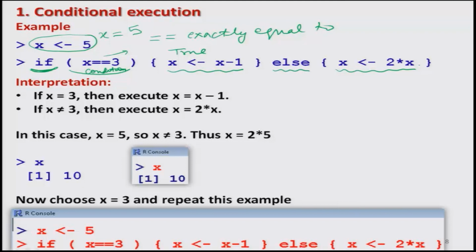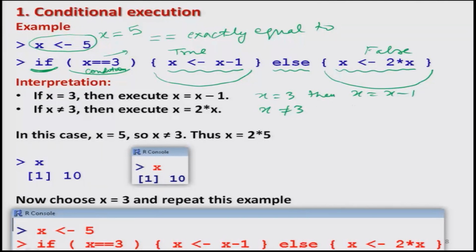So now I have one statement which has to be executed in two different ways depending on the conditions, and you can see these are enclosed under curly brackets. Let us see what I am trying to say here. If x equals 3, then we execute x equal to x minus 1, and if x is not equal to 3, then we execute x equal to twice of x. That is what we want to do.